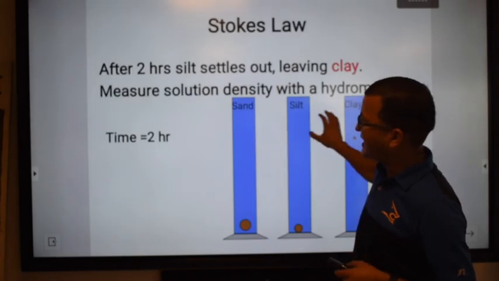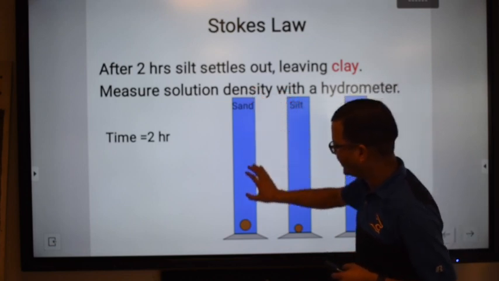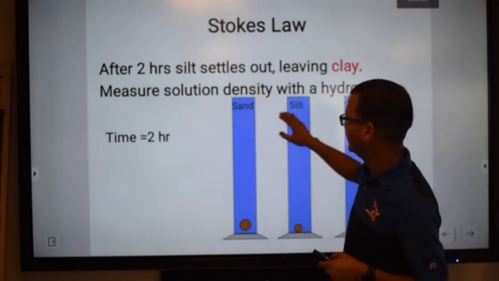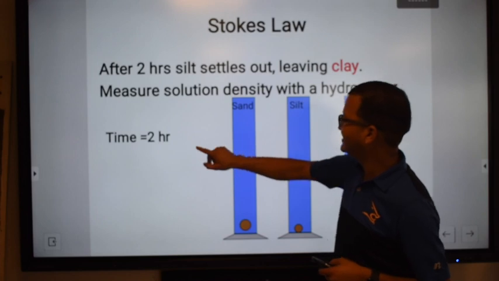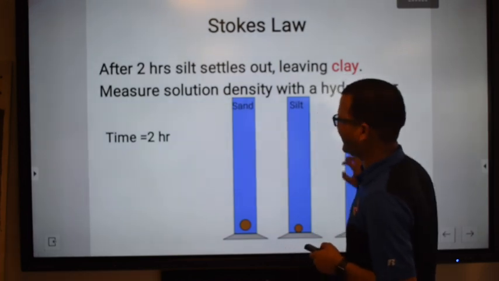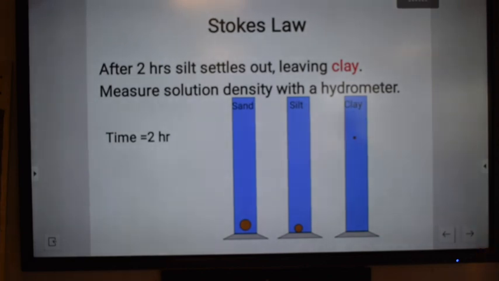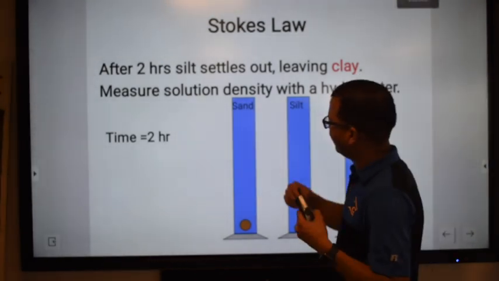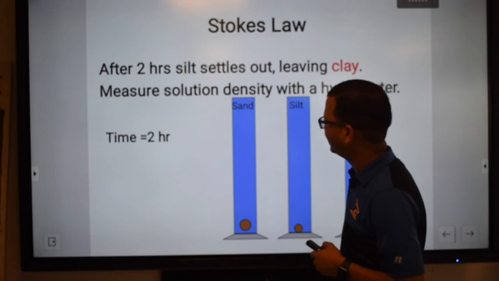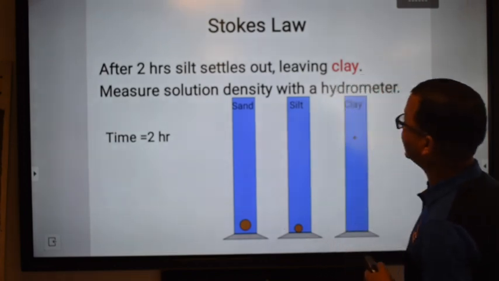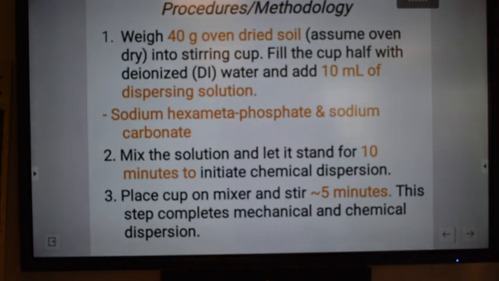It takes only 40 seconds for the sand to settle, around 2 hours for the silt particles to settle, and for the clay particles it takes hours, 5 to 6 hours or even more. So after 40 seconds, you measure the sand particles, and we use that information to calculate the rest of the others.